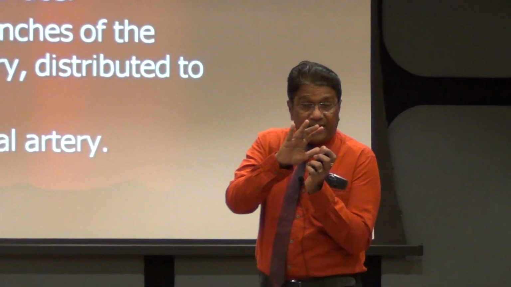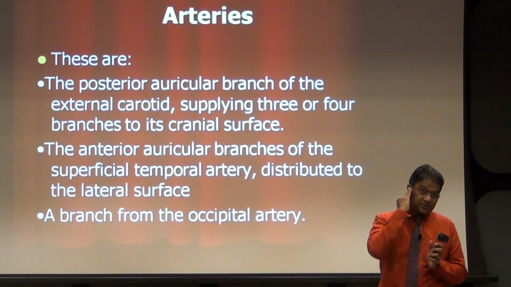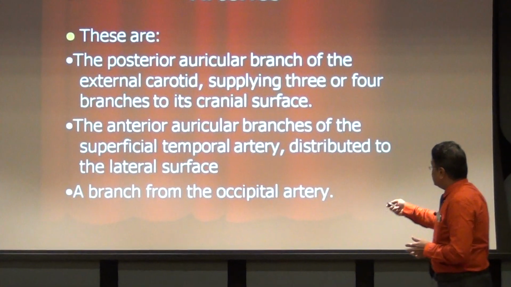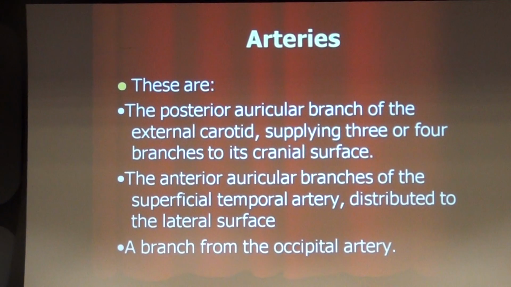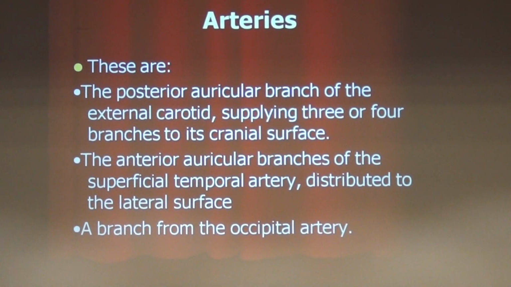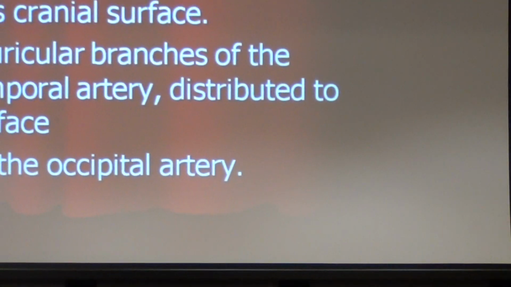So the blood supply and nerve supply will be those from the face, and those from behind the ear. Here the most important is the posterior auricular branch of the external carotid artery. It supplies 3 or 4 branches to the cranial surface. The cranial part is continuous with the skin of the cranium, so whatever blood and nerve supply is present there will supply this part.